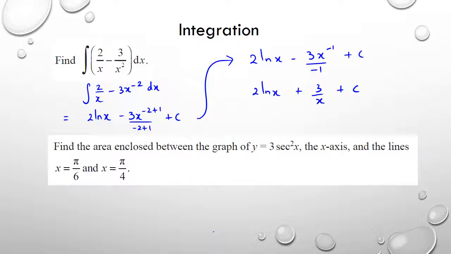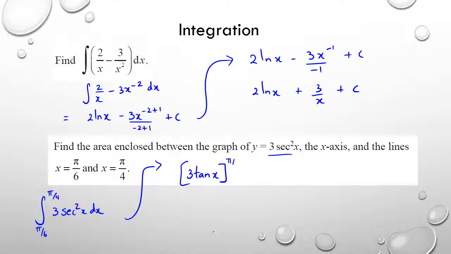The second one is asking you to find the area enclosed between the graph of y equals 3 sec squared x, the x-axis, and the lines where you've got those two little lines. So writing this in integral format, I'm going to get pi over 4 at the top, pi over 6 at the bottom, and I want to find the integral of 3 sec squared x dx. Okay, so integrating sec squared x, I'm going to get tan x. So in this case, I'm going to get 3 tan x, and that's between pi over 4 and pi over 6.